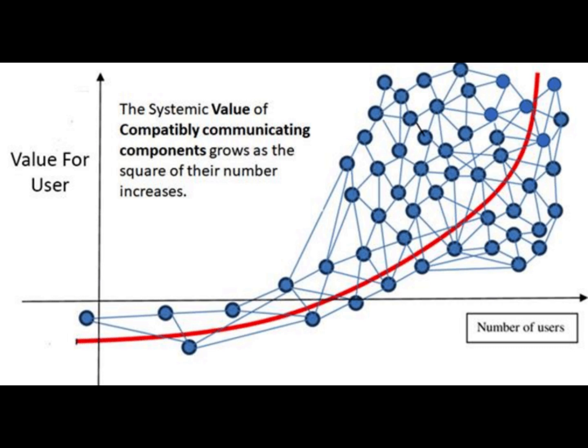So it's that squared part that makes it really powerful. What's the actual formula for Metcalfe's law? The formula is V is proportional to N squared, where V represents the value and N is the number of users.